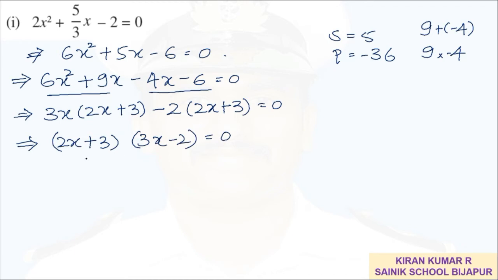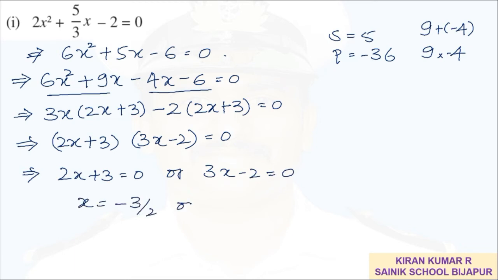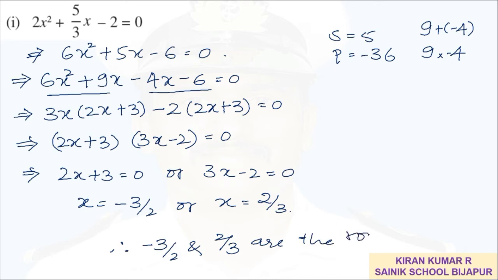So by the product rule, we can say that either 2x plus 3 is 0 or 3x minus 2 is equal to 0. So the value of x is negative 3 by 2 or the value of x is positive 2 by 3. Therefore, negative 3 by 2 and positive 2 by 3 are the roots of the given equation.